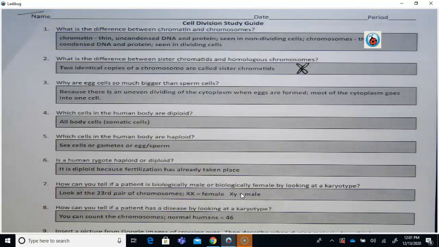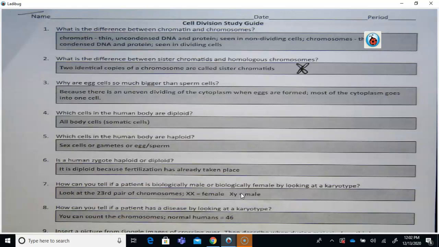Number 4, which cells in the human body are diploid? All body cells are what we call somatic cells: liver cells, heart cells, muscle cells, etc. Number 5, which cells in the human body are haploid? Those would be egg and sperm, or sex cells, or what we call gametes.